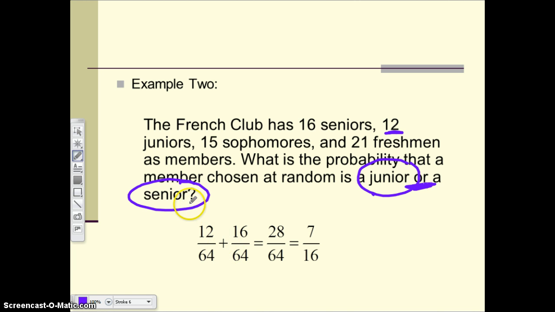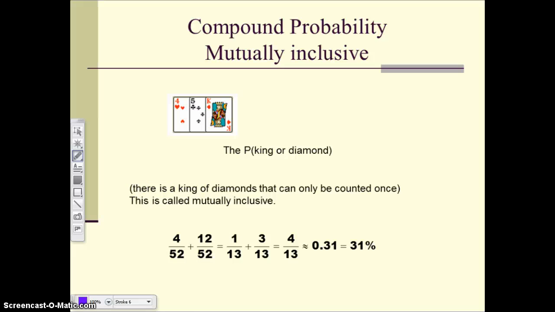What about the probability of selecting a senior? There are 16 seniors, so a 16 in 64 probability of selecting a senior. Add the two fractions together and you get 28/64, which simplifies to 7/16. There's a 7/16 chance of selecting a junior or a senior.